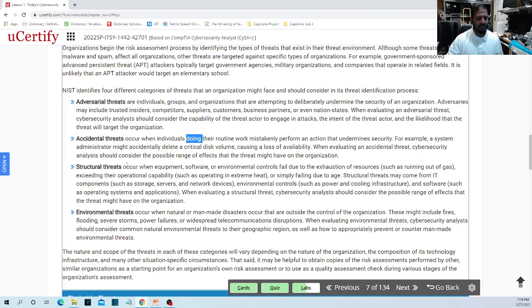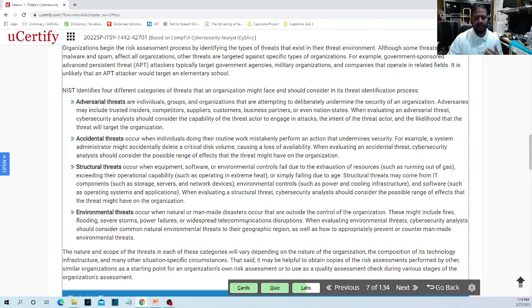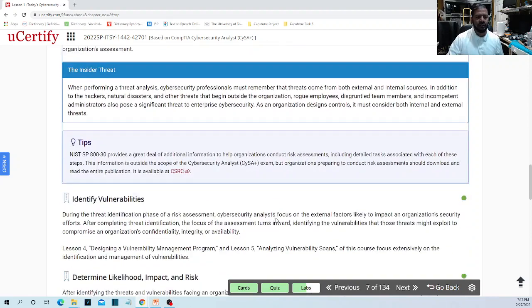accidentally data. Okay, structural threat, that would be like the environment that you are in. Okay, your software, your hardware, when the power goes out, extreme heat, these kinds of things would be your structural threat. Now, environmental threats, they are either man-made or by the environment, by nature. Okay, like flooding, severe storms, that kind of thing we're talking about, natural disaster, or man-made, like a serious attack, a terrorist attack, for example. Okay, these are your threats.